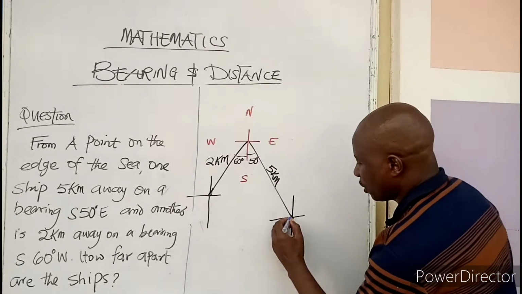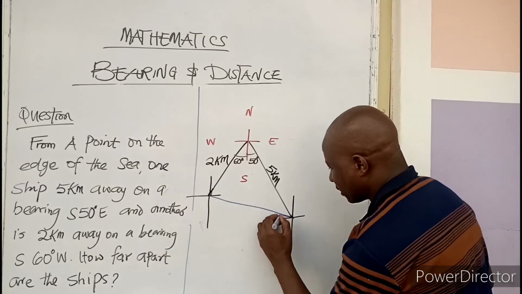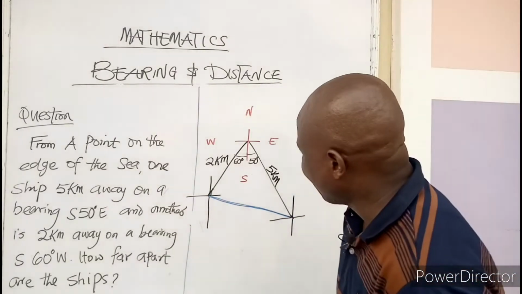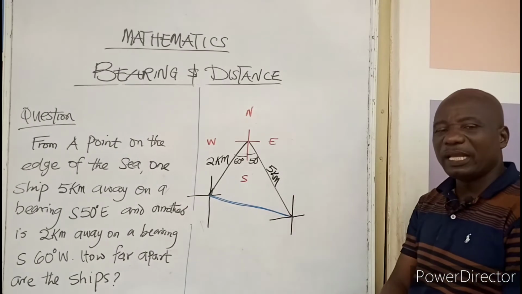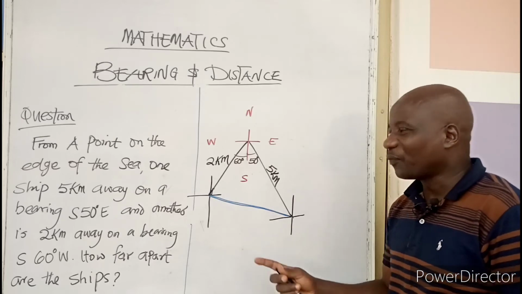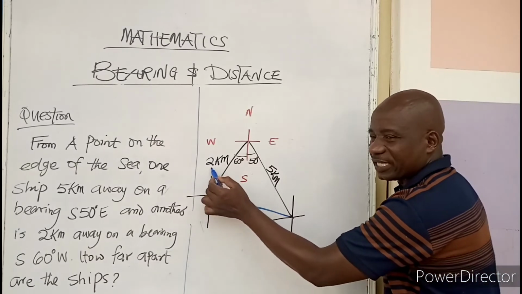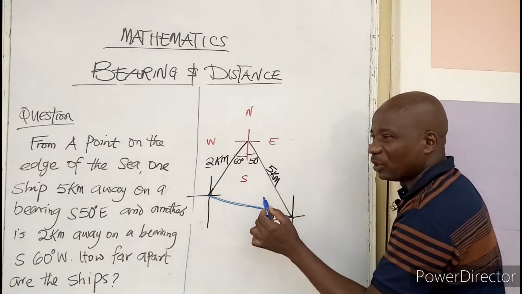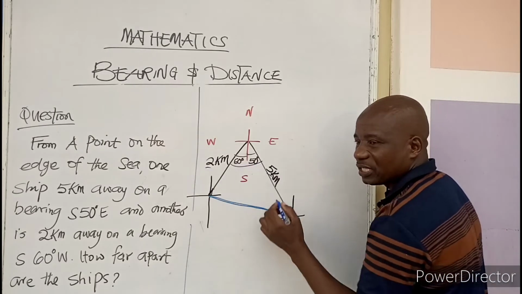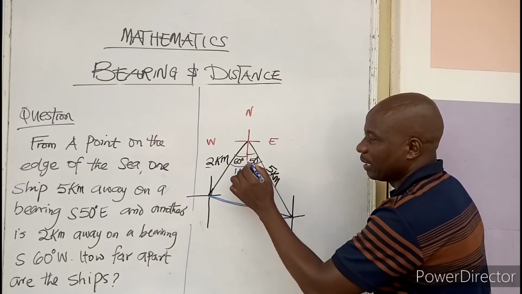That means you are going to connect this. That is how far apart they are. My dear students, which of the formulae, which of the theorems are we going to use? Sine or cosine rule? Of course, it's going to be cosine rule. Beautiful. Because I know this side, I know this side. Where is the included angle? This is my included angle. And this one, 50 plus 60, that is 110.